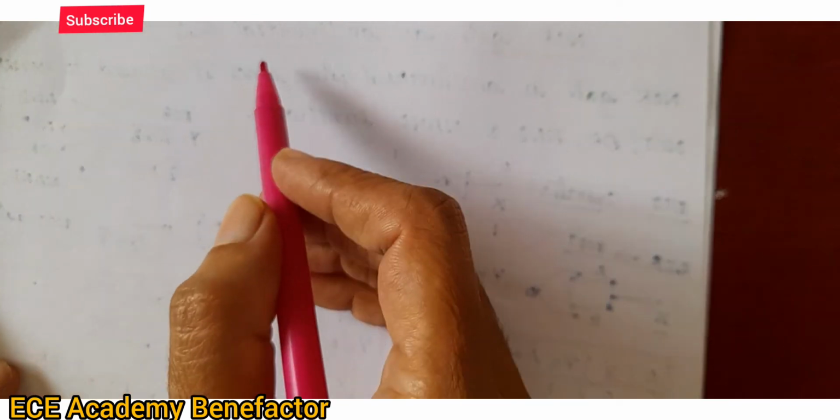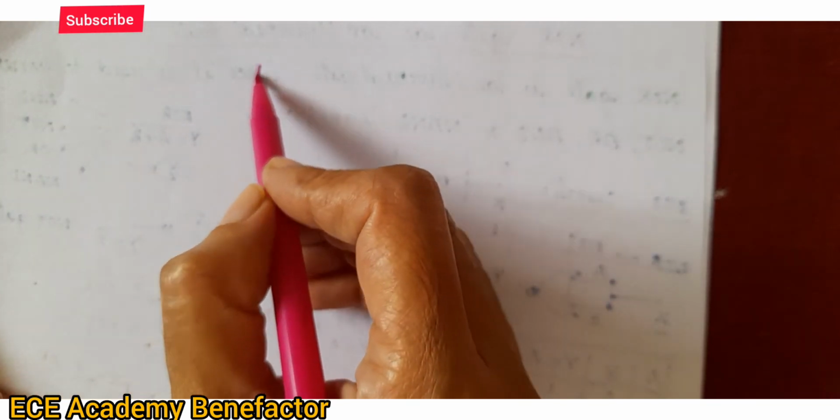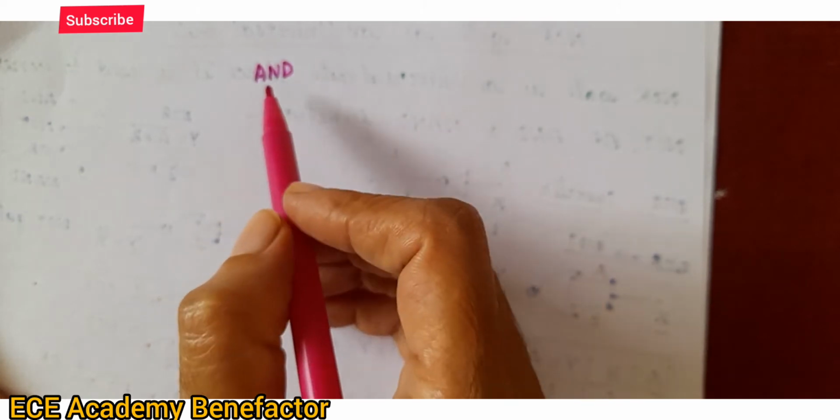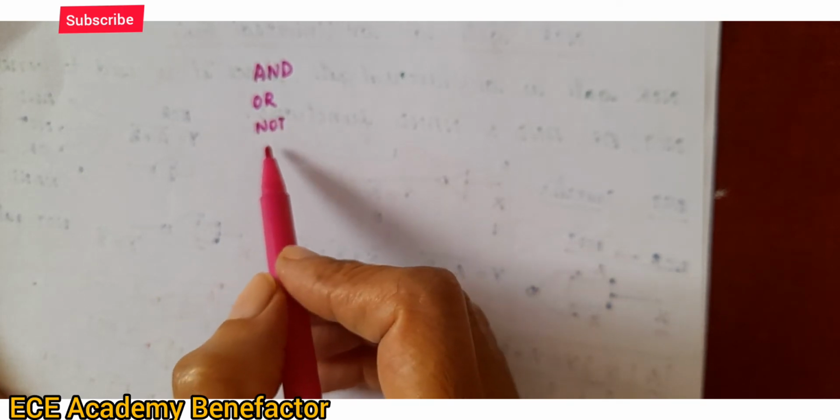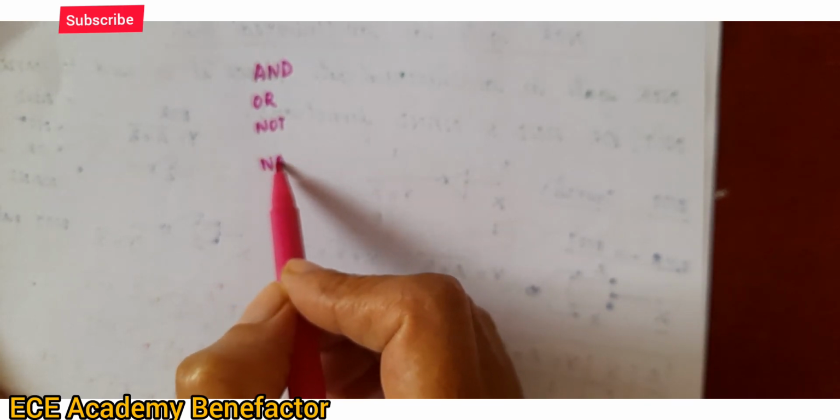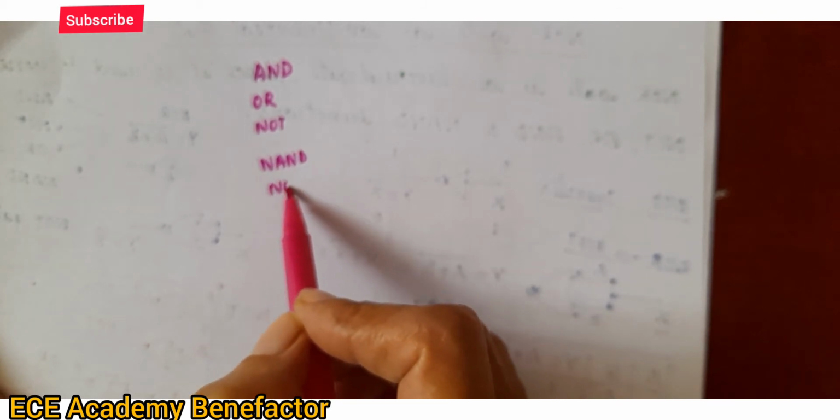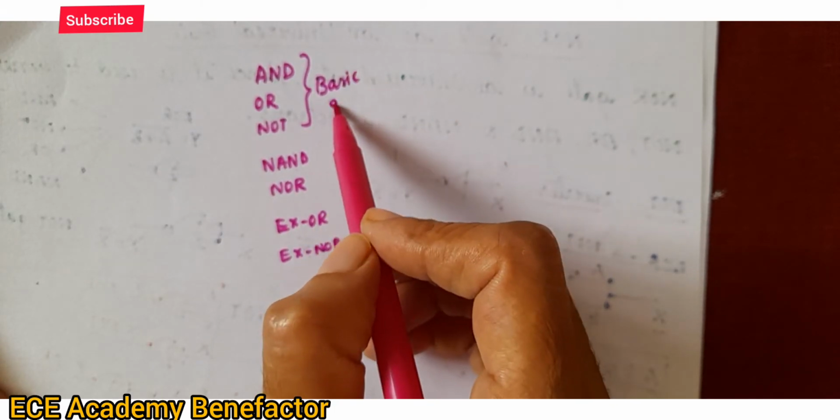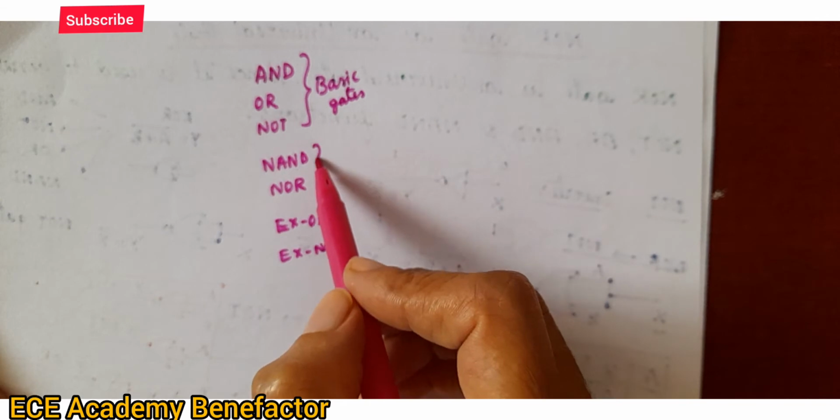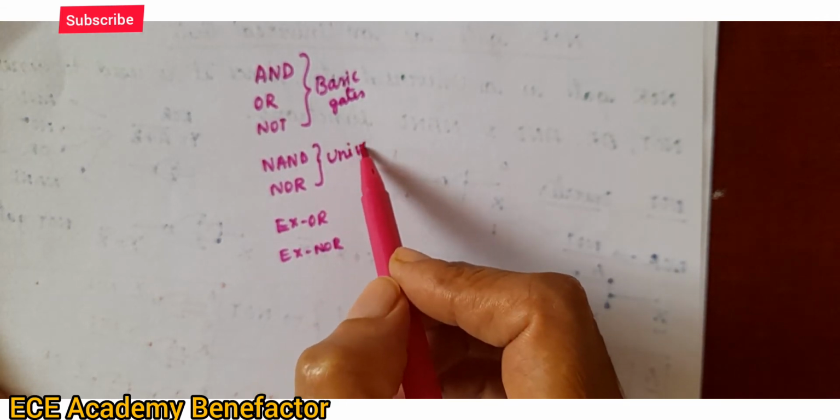The logic gates we have gone through are the AND gate, OR gate, NOT gate, NAND gate, NOR gate, XOR gate, and XNOR gate. These three are known as basic gates, and NAND and NOR are known as universal gates.